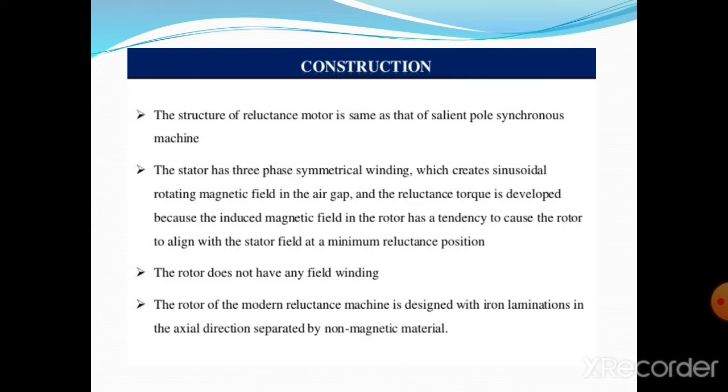In the open slot structure, because of the presence of air gap field, considerable harmonics are present and significant torque pulsations occur, which may not be tolerable in some drive applications. So in this synchronous reluctance motor we use semi-closed slots to improve the performance.